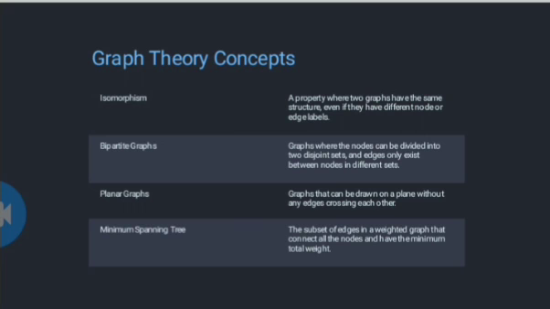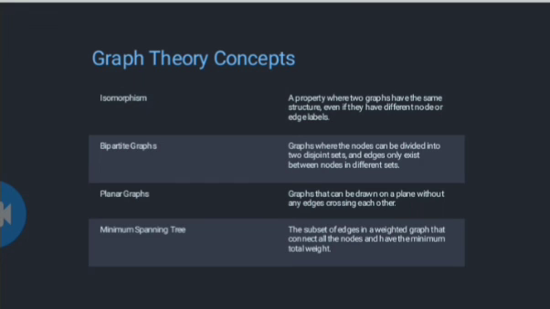Graph concepts. Isomorphism: a property where two graphs have the same structure even if they have different node or edge labels. Bipartite graphs: graphs where the nodes can be divided into two disjoint sets and edges only exist between nodes in different sets. Planar graphs.